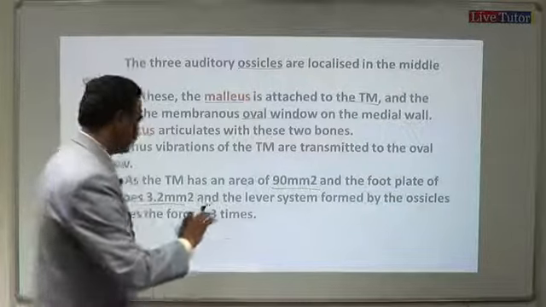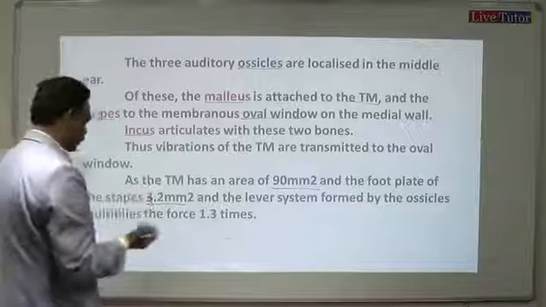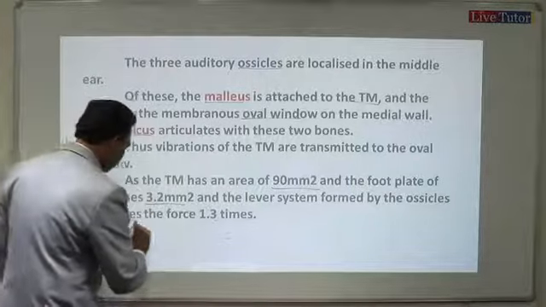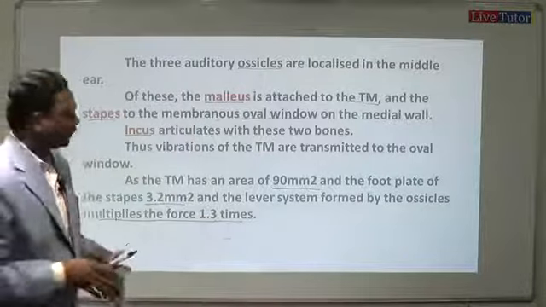Then the lever system is used to transmit the sound vibration and also it amplifies the sound vibration. How much is the force multiplied? About 1.3 times. 1.3 times. Remember this point.